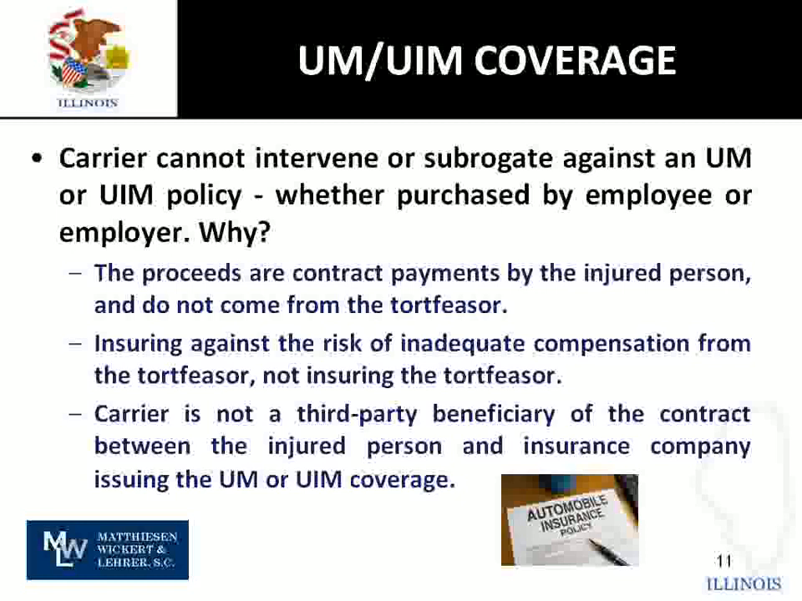I would argue that the UM or UIM coverage is going to come from the policy, and it's going to be paid to the employee, and therefore a workers' compensation carrier ought to be able to subrogate against it. But that's not the way that the Illinois courts have interpreted. And we'll discuss in detail later how many inconsistencies there are with the way Illinois courts have interpreted these situations. Now that we've discussed UM or UIM coverage and its inapplicability, what is the carrier entitled to?